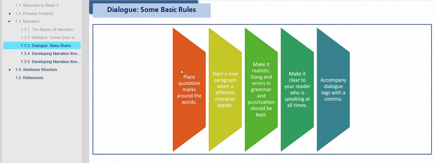Some rules about dialogue. Place quotation marks around the words. Start a new paragraph when a different character speaks. Make it realistic. Slang and errors in grammar and punctuation should be kept. So dialogue is the only place where it's okay to have grammar mistakes and slang because you're showing the reader how the speaker speaks English. Make it clear to your reader who is speaking at all times. Accompany dialogue tags with a comma.